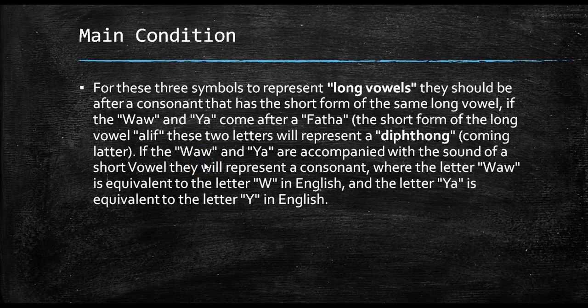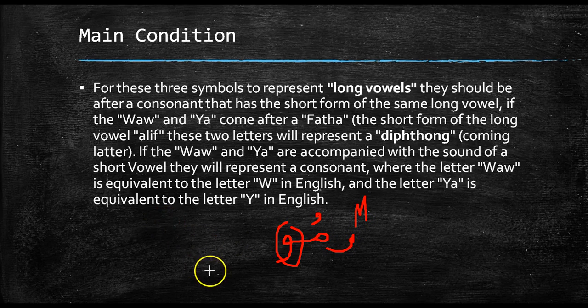Now, the main condition of all three vowels is that they have to be after a consonant, and this consonant should have the short form of the long vowel. For example, let's go to an example here. When do we say that this is a long vowel? When it comes after a consonant, and this consonant should have the form of the short vowel of the waw. So this is read as moo, because this represents the letter M in English.